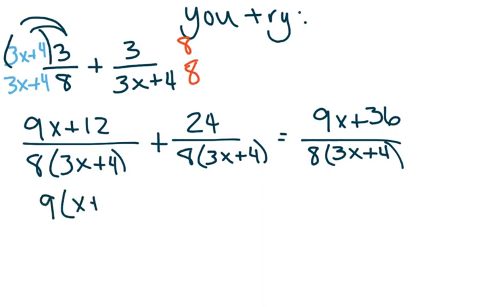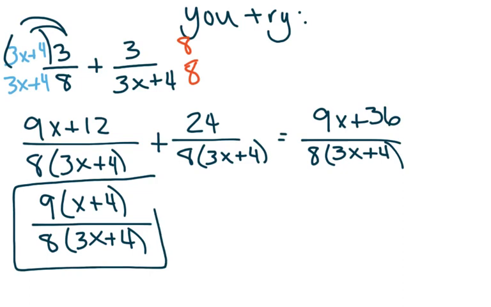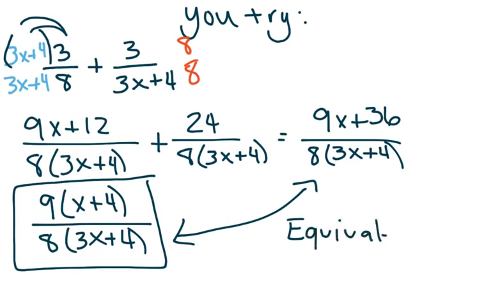Alright. And then, so if we take out a 9, then we're left with x plus 4. We got 8 on the bottom, 3x plus 4. I don't see anything that we can reduce, so that would be your final answer. And then just remember that both of those are equivalent. So either one of those would be correct. You would not see both of those on a test, I promise.